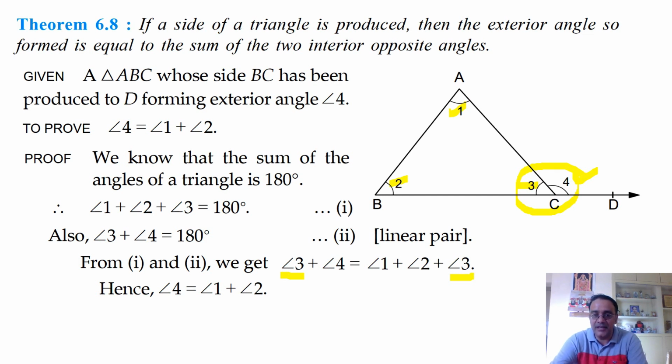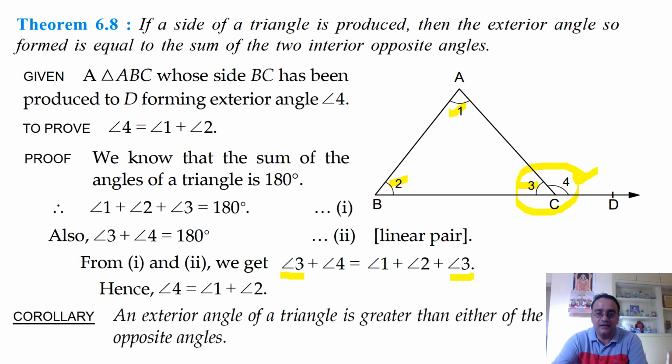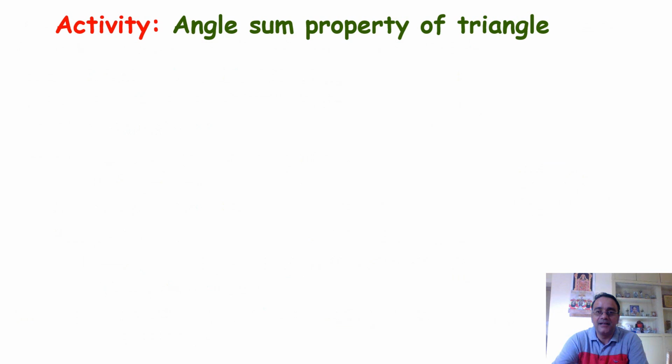And today I want to do an activity. Let us do one activity. Before that, see, this is one very important property, that an exterior angle of a triangle is greater than either of the interior opposite angles. Okay, so let us start with one activity, angle sum property of triangle.